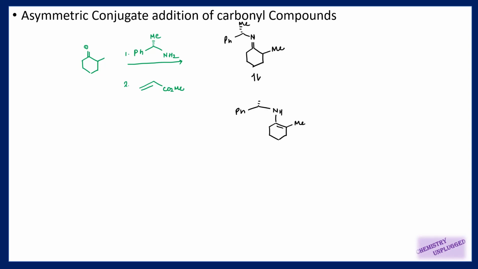like this, right? Next we are using an alpha beta unsaturated carbonyl, so it will show a conjugate addition reaction. So you can write it down like this. The most important thing is this amine, this simple amine is acting as a chiral auxiliary, right? Sometimes you will not notice that it may also act as a chiral auxiliary, so that is why this reaction is important.